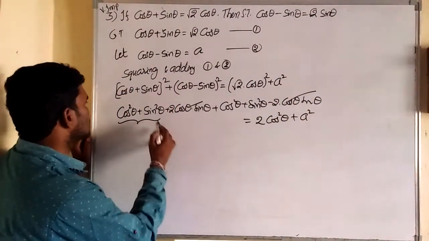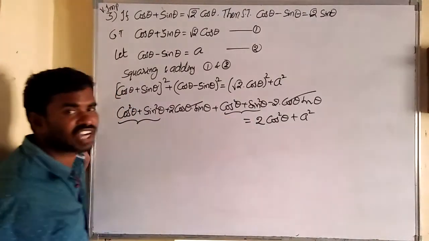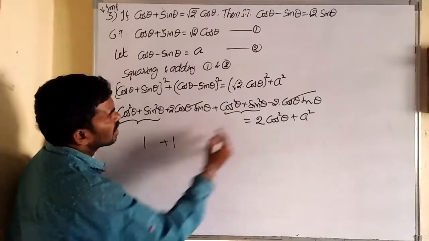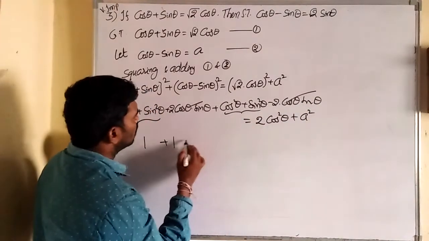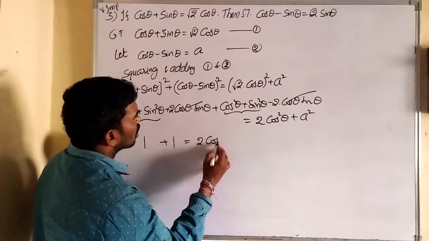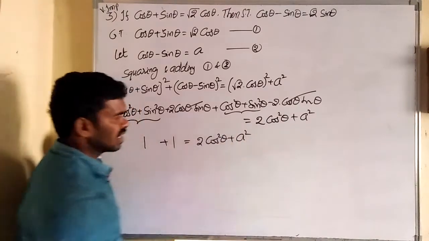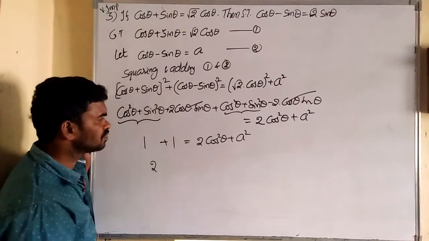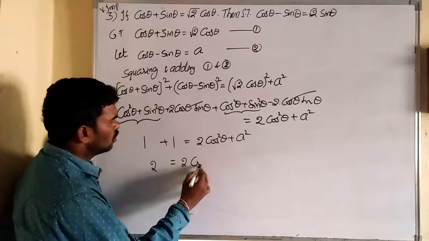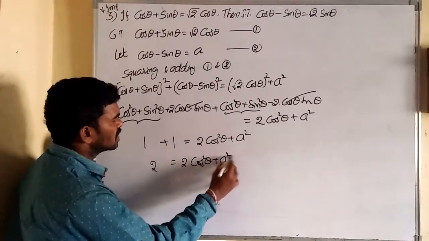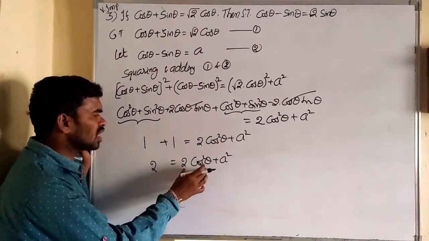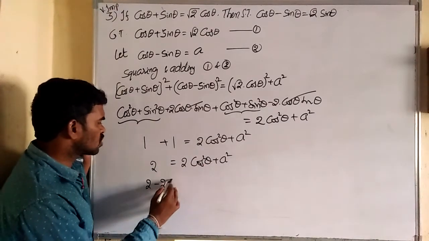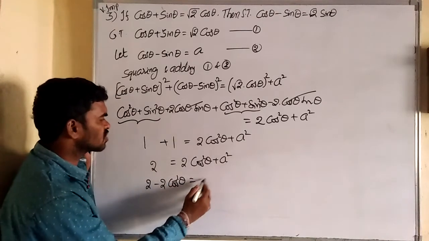What is the cos square plus sin square theta value? In trigonometry it is the first identity. So yes, very good, 1. And this is also 1. And then this is equal to cos square theta plus A square. 1 plus 1 how much? 2. So 2 is equal to 2 cos square theta plus A square. So just send 2 cos square to the left side, so it becomes 2 minus 2 cos square is equal to A square as it is.